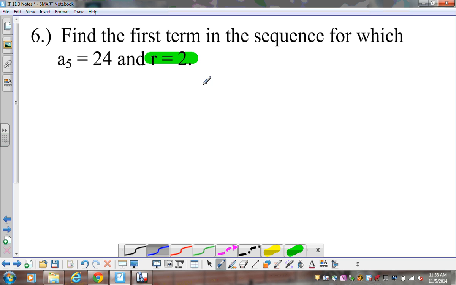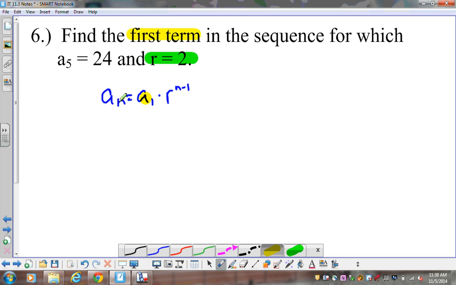All right? So I know my common ratio. Let me just write out what my equation is, because I know it's a geometric sequence. It's my first term times my common ratio raised to the n minus 1. I'm actually looking for my first term, which is this piece here. All right, so that's what I'm looking for in this case.